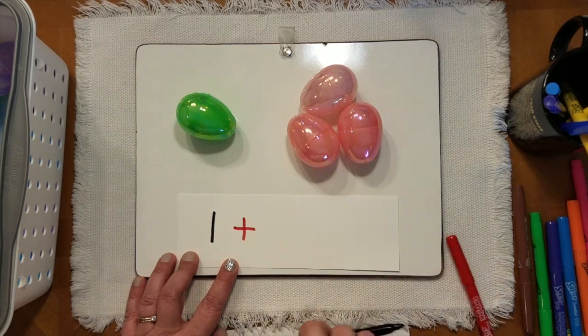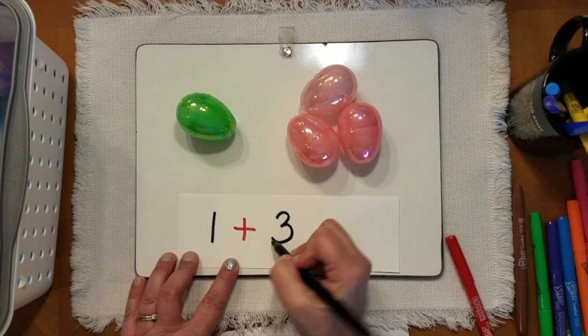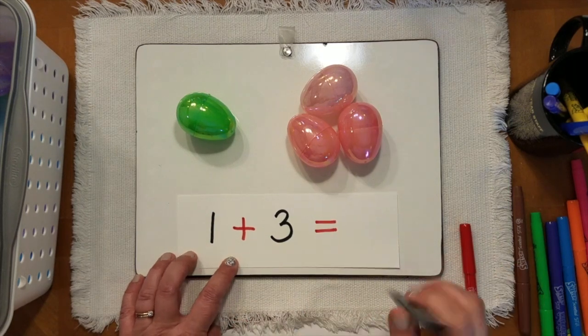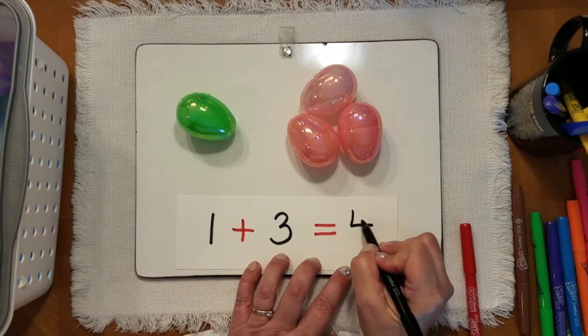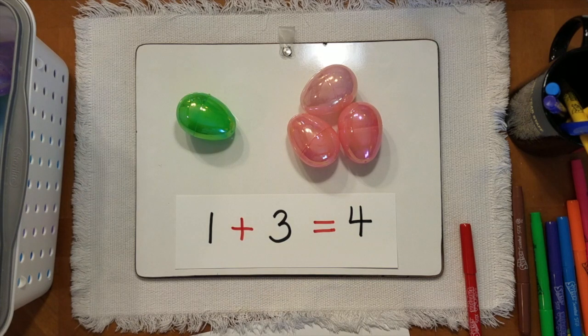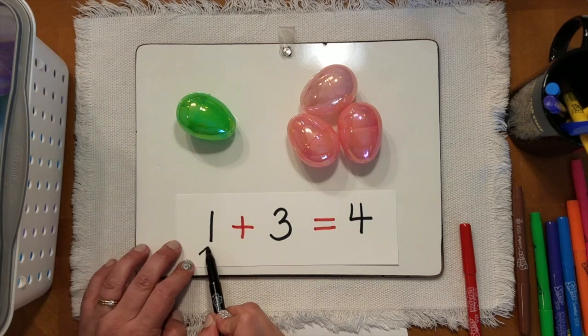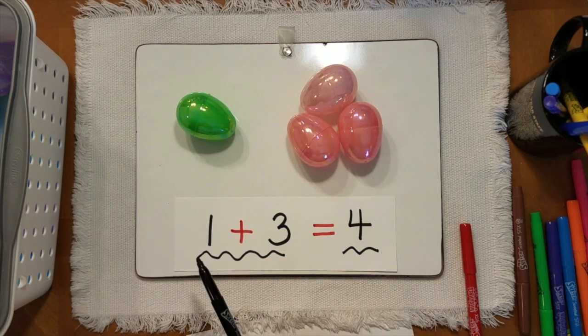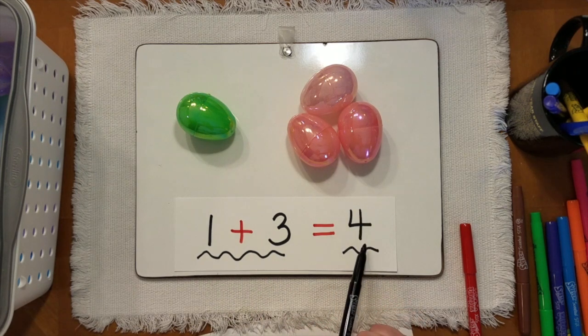plus 3 pink eggs equals 4 eggs in our basket all together. This side and this side are the same. You can either have them separated by their colors, a group of 1 and a group of 3, or you can put the whole group together and that same thing is 4. Either way, you have 4 eggs.